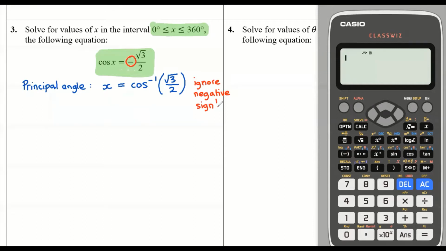So if we move over to the calculator, I can simply do shift cosine, so inverse cos, and then it's going to be the square root of 3, or you can write it as a fraction, it's up to you, divided by 2, so it actually looks exactly like what I've written on the board, and press equals. We should get a nice answer, and in fact we do. It's a standard answer, isn't it? So this is our principal angle, 30 degrees. Notice it's an acute angle. Okay, so therefore x is equal to 30 degrees.